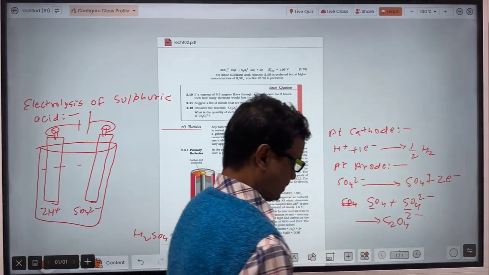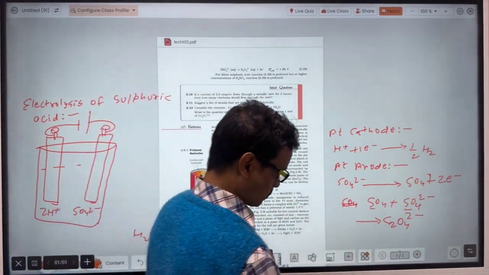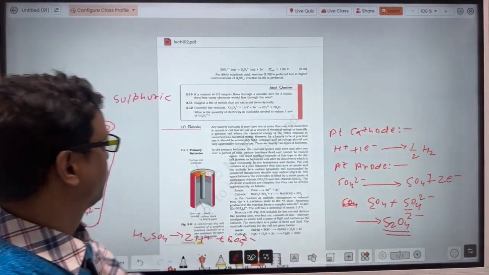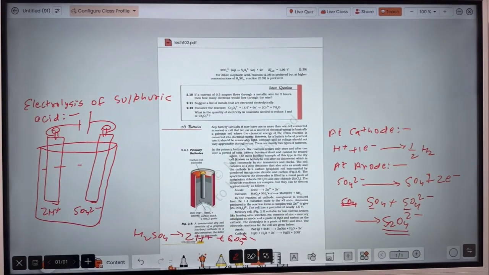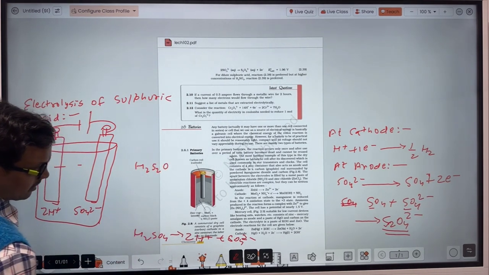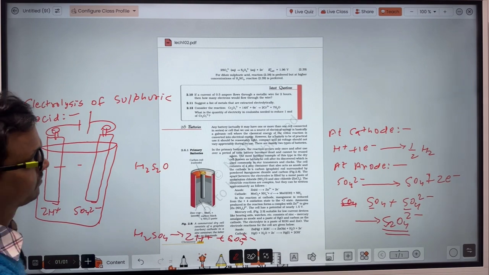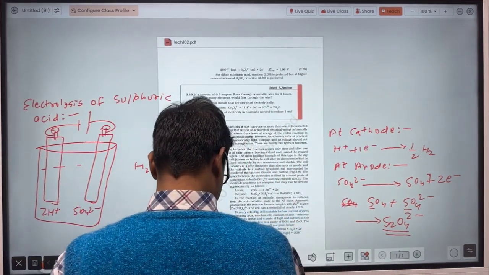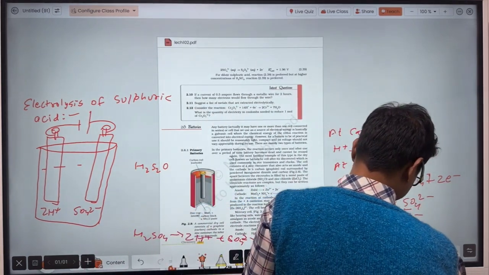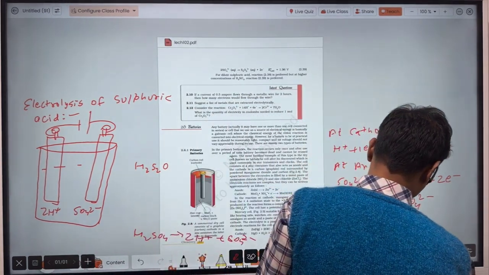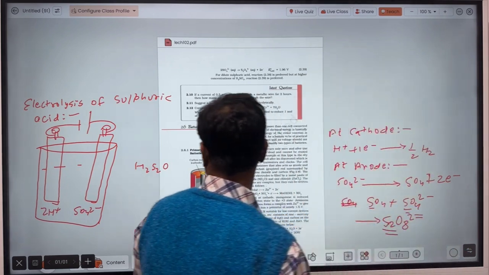Sorry guys, here both get combined, so here it is 8. So S2O8 2 minus will form there.